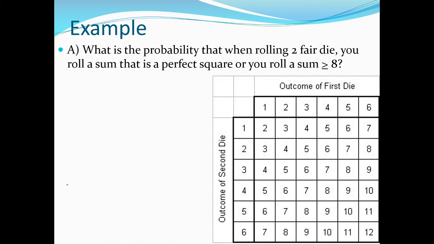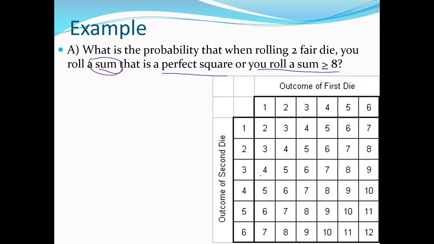So one more example here. What is the probability that when rolling 2 fair dice, you roll a sum that is a perfect square, or you roll a sum that's bigger than or equal to 8? So here we have a list of outcomes. This is another way you can list your outcomes: instead of doing it like a normal table, you have all the possible ways the first die can happen, all the possible ways the second die can happen, and since you're summing them together, you just write out a table of sums. So you make your table sort of an arithmetic table rather than a normal table. Anyway, we want a sum that's a perfect square or a sum that's bigger than or equal to 8.